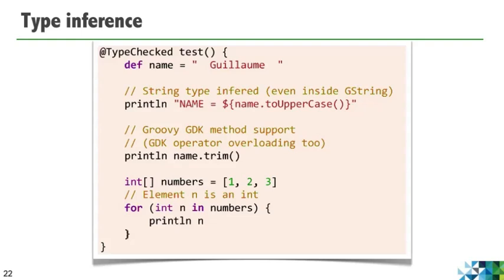The Groovy type checker also understands the Groovy development kit methods. So the trim method is part of the Groovy development kit, but it's not a method that you can find on java.lang.String. The type checker is happy with that.